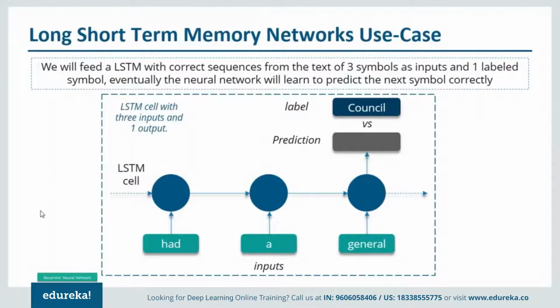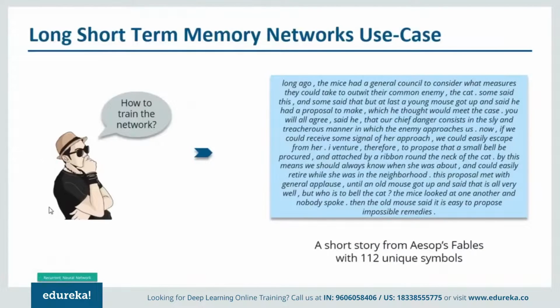So obviously, we need to train it on something. Let us see what we are going to train it on. So we'll be training our LSTM to predict the next word using a sample short story that you can see over here. Alright, so it has basically 112 unique symbols. So even comma and full stop are considered as symbols. Alright, so this is what we are going to train it on.